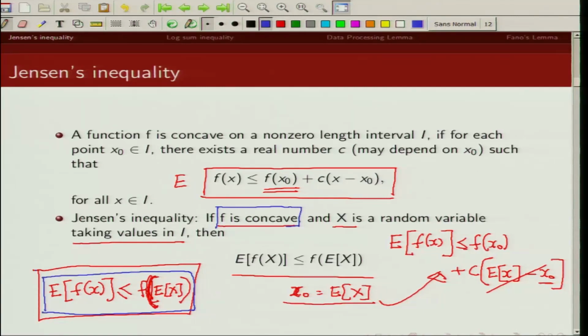Now similarly, if the function f is convex, we can show that the expected value of f of x will be greater than or equal to the function evaluated at the expected value of x. The proof is very similar to how we proved it, starting from this result. Okay. So this is our Jensen's inequality.